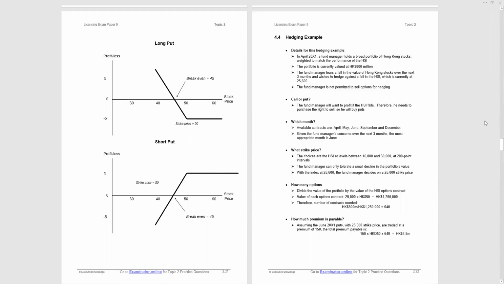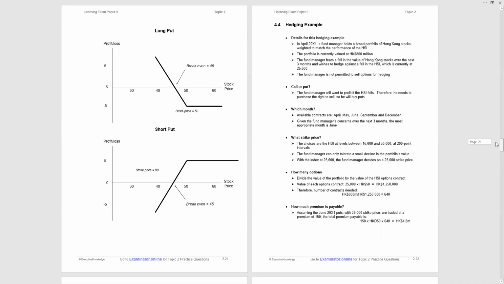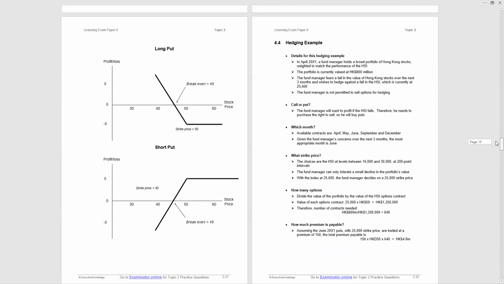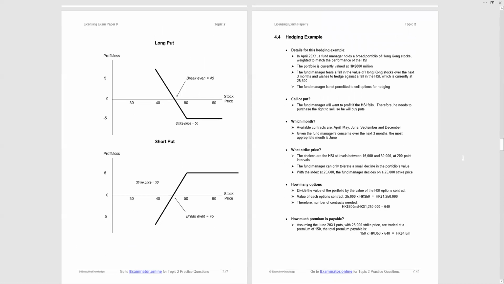Now, if we look at the other type, that is the two put diagrams, the long put and the short put. Again, we're looking at a mirror image. With the long put, we have the right to sell the underlying asset, the stock, and we can sell at 50. We're not going to sell at 50 if the price is above 50, and so the option expires worthless and we've paid out the premium. So we make a loss of 5.